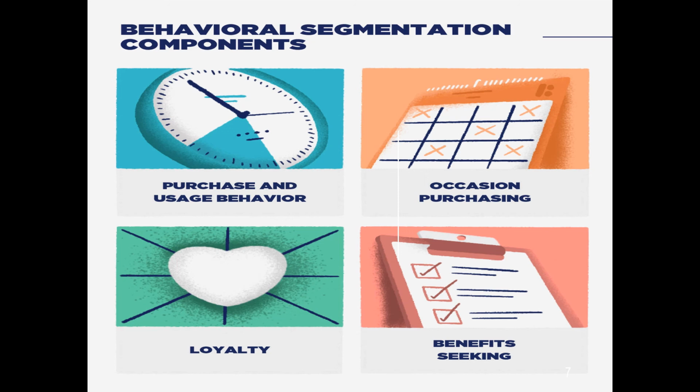And the crazy part is, behavior segmentation can even be broken down into smaller choices, right? So, purchasing and usage behavior. So why do we purchase what we purchase, and how do we use it, right? Occasion purchasing. So the timing that you purchase something within your life, or the year or the day, can be determined by your shopping behavior, right?